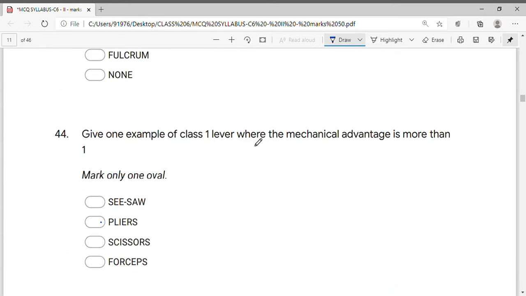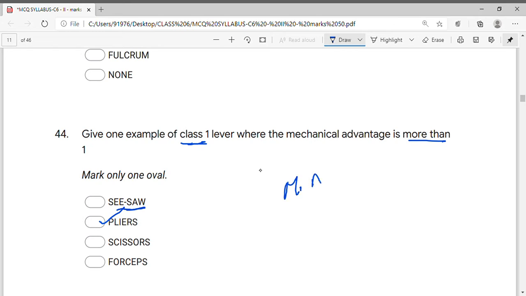Give an example of a class 1 lever. Just remember, in class 1 lever, you have all three mechanical advantages: more than 1, equal to 1, and less than 1. In a seesaw, it is equal to 1. In pliers, it is more than 1, and in scissors, it is less than 1. So the answer is pliers over here, it is more than 1.